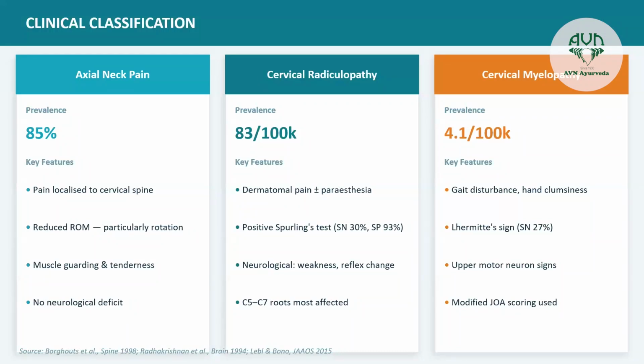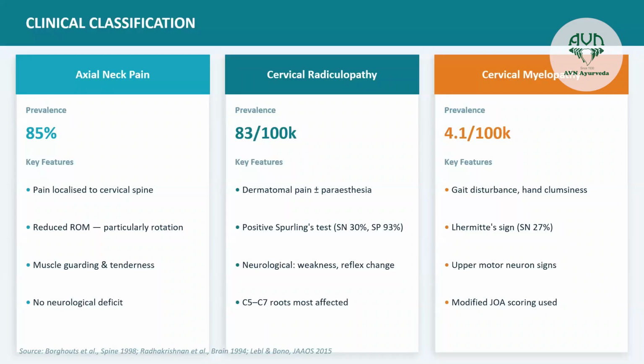To rule this out, there are certain special tests, like Spurling's test, for which the sensitivity is mentioned as 30% and specificity is 93%. The patient might be presenting with radicular pain and weakness, and on checking the reflexes, they might be affected, like hyporeflexia, and in certain very rare cases hyperreflexia as well. In the cervical region, the mostly affected roots will be C5 to C7.